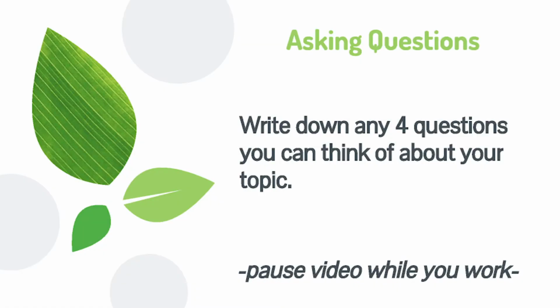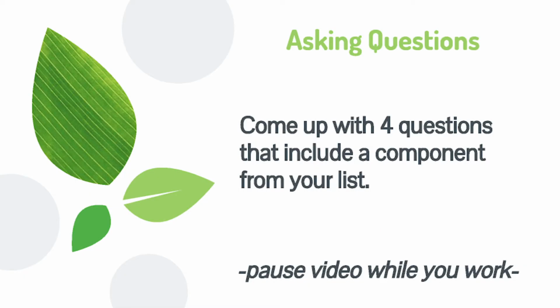Now that we have listed the parts of the system we are studying, we are going to begin brainstorming research questions. This can sound a little hard at the start, but we're just going to start small. Your first task is to write down any 4 questions you can think about around the system you are studying. Your next challenge is to come up with 4 more questions that include one of the components or things that affect the components which you listed before.